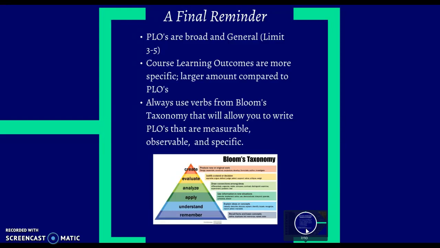And lastly, when writing learning outcomes, always use verbs from Bloom's taxonomy that will allow you to write program learning outcomes that are measurable, observable, and specific to the appropriate level of Bloom's taxonomy, as we can see here in the pyramid.